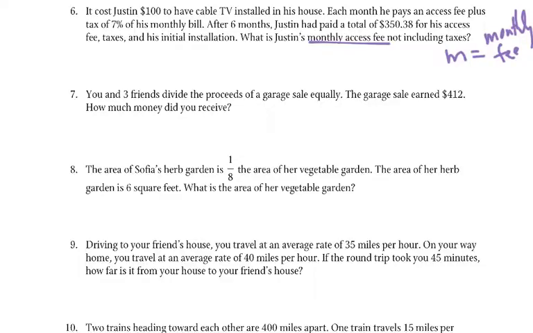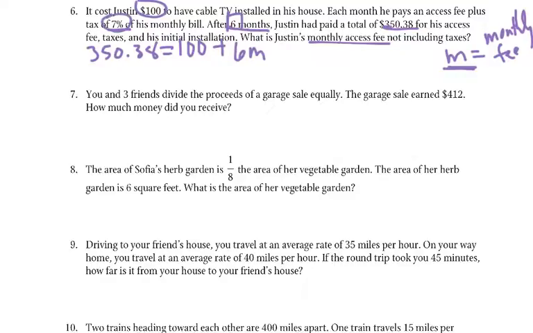Okay, now let's break down what we have. We know it cost him $100 just to install. Okay, that's a one-time fee. We know that he pays 7% of his monthly bill, and we know that after 6 months of paying, his total was $350.38. So I know that $350.38 is my total. So it's equal to, that figured into that was the $100, right? We added that on. Then his monthly fee in 6 months, so 6 times M, would get us that part.